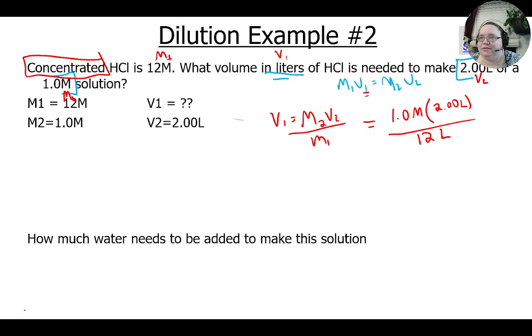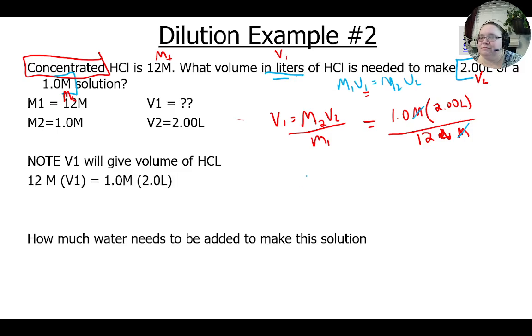Handy dandy calculator. Oh, bad, Miss Raines. That's not the right unit. There we go. The calculator would give me a number, but I can see my units. M divided by M gives me liters. So yes, my calculator would end up giving me my unit in liters. So, handy dandy calculator: 0.17 liters of hydrochloric acid. So I need 0.17 liters of that concentrated solution.